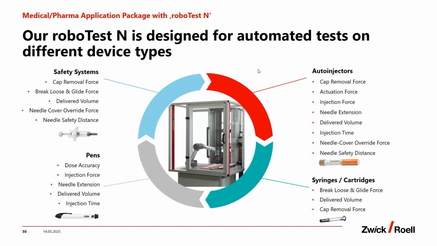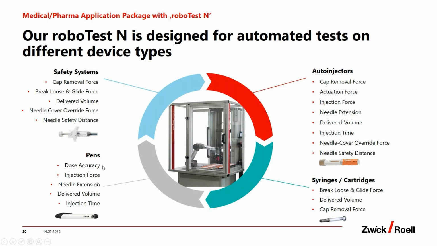And based on our roboTest N, the UR robot we have in here, we are testing different kinds of medical devices. It's safety systems, and you're going to see the values that we are determining. With the safety systems, we are doing the determination of the cap removal force, brake loose gliding force, and so on. So we are testing with such a robot, including a testing machine. We are testing the safety systems.